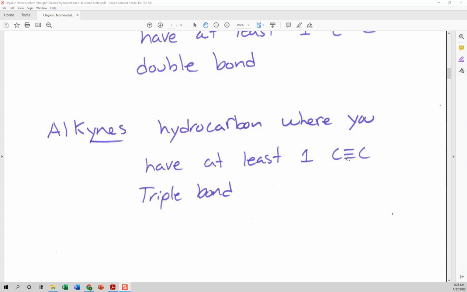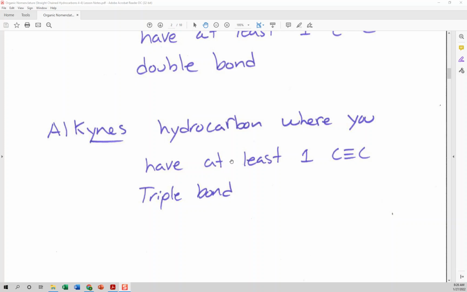So ane means all single bonds between your carbon atoms. Ene means you have at least one double bond. You could have other carbons that have single bonds, but you have at least one carbon-carbon double bond. And alkyne means you have at least one carbon-carbon triple bond.